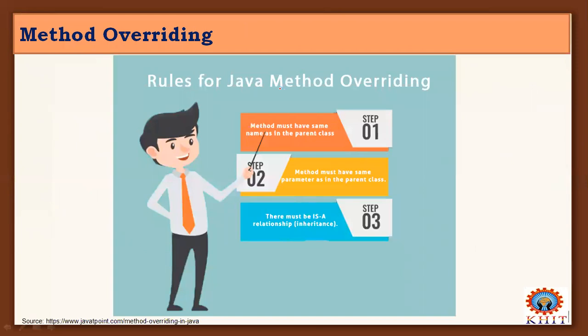And coming to the rules for Java overriding. Here is the first one: the method must have the same name as in the parent class. The subclass method should have the same name as the parent class method. Step 2: the method must have the same parameters as in the parent class. The name should be the same and the parameter list should also be the same.